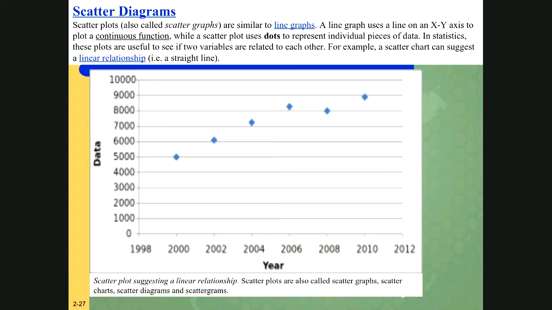And then we have scatter diagrams. Scatter plots, also called scatter graphs, are similar to line graphs. A line graph uses a line on the XY axis to plot a continuous function. That's important. That means it is continuing. While a scatter plot uses dots to represent individual pieces of data. In statistics, these plots are useful to see if two variables are related to each other. So for example, a scatter chart can suggest a linear relationship or a straight line. So let me just go back here.